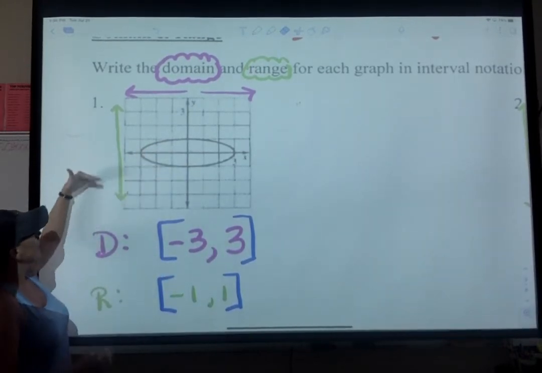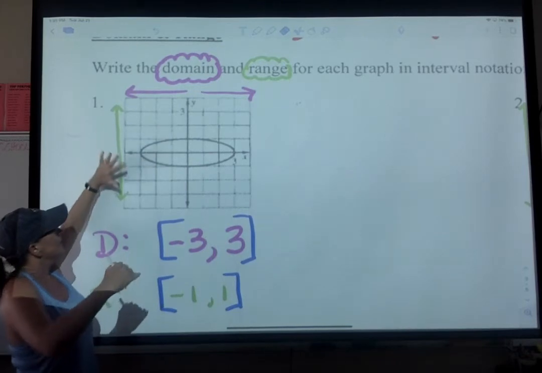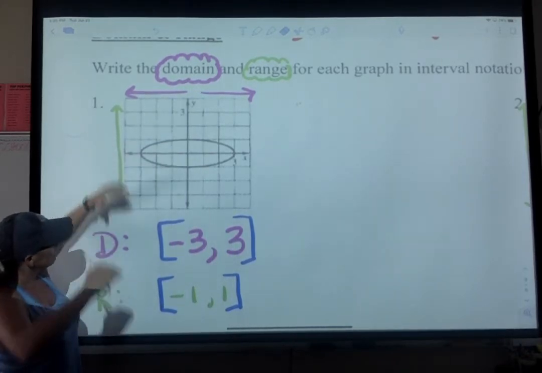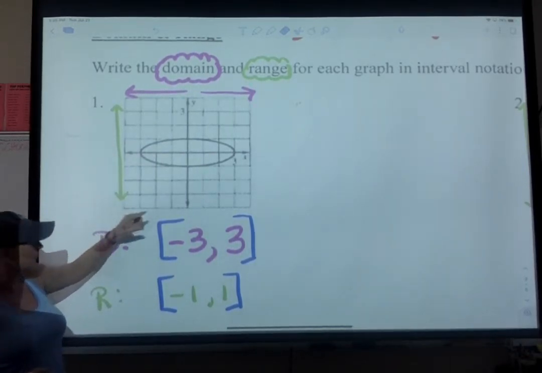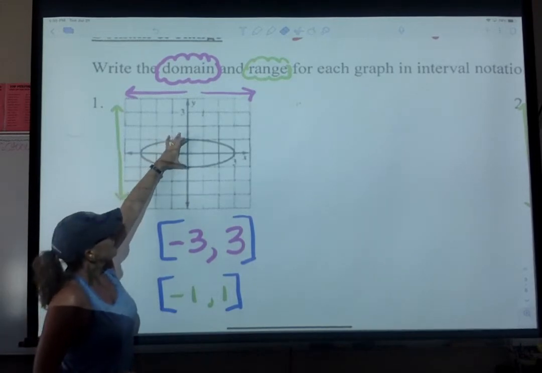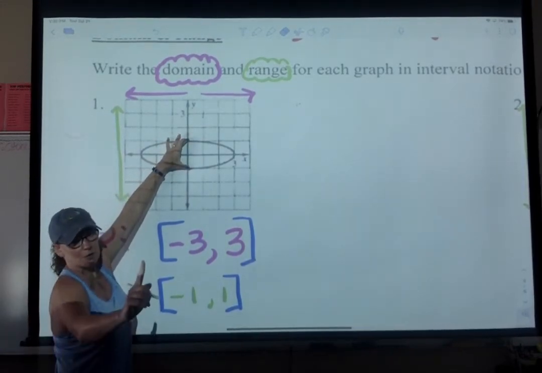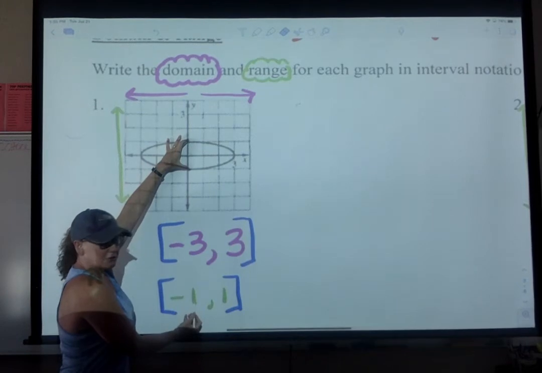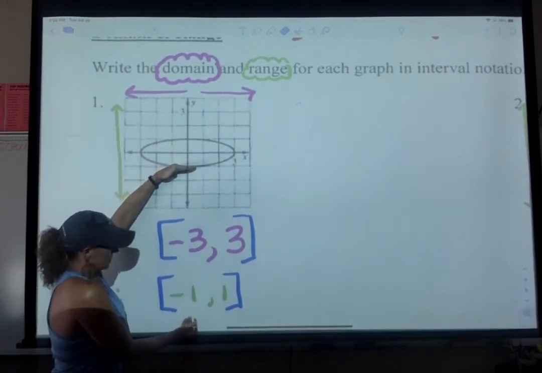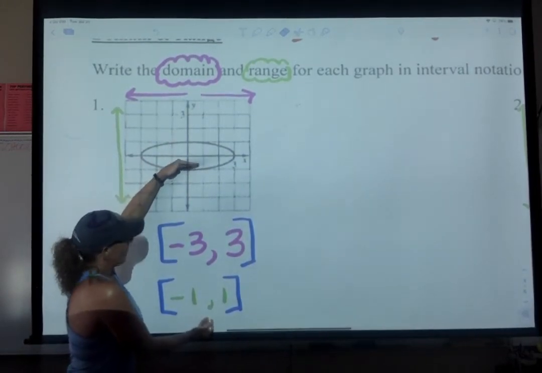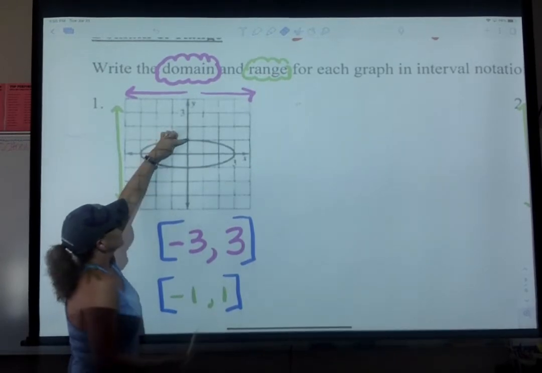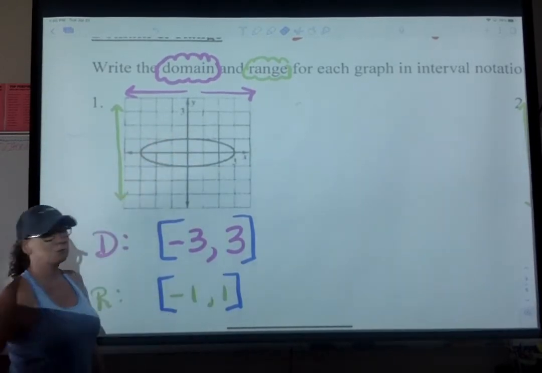Range, I've kind of got it color-coded for you. How far up and down, how far above and below the x-axis does this graph go? Well, that's as far as it goes. But remember, low number first. So the lowest it goes is negative 1. The highest it goes is positive 1. The graph is filled in there, so I'm going to use brackets around them.